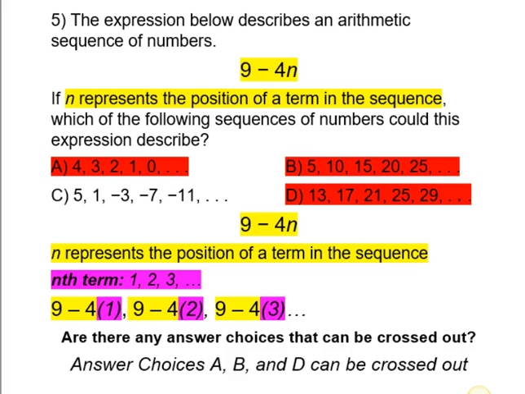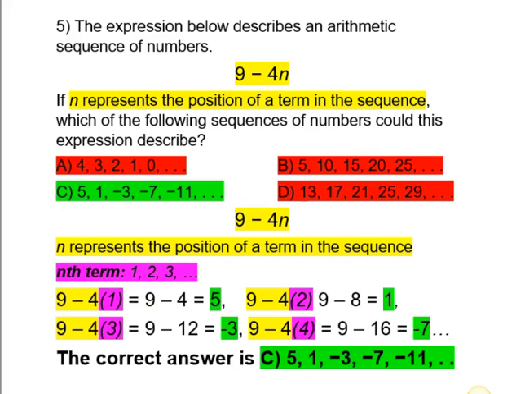Looking at the second term, 9 minus 4 times 2. 4 times 2 is 8. 9 minus 8 is equal to 1. Then we know that we can also cross out B. That's a wrong answer. So with 5 and 1 starting off the sequence of numbers, we have crossed out 3 wrong answers, and our correct answer is C. In looking at our example, for 1, 2, 3, and 4 nth terms, we see that yes, C is correct, and it follows our sequence of numbers. Let's move on to question number 6.